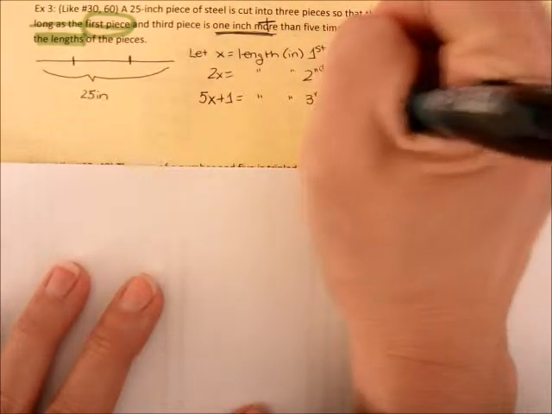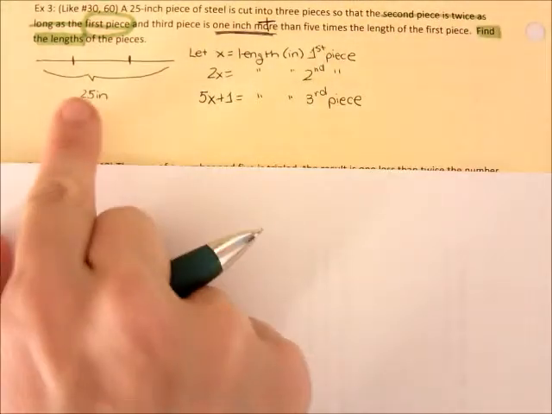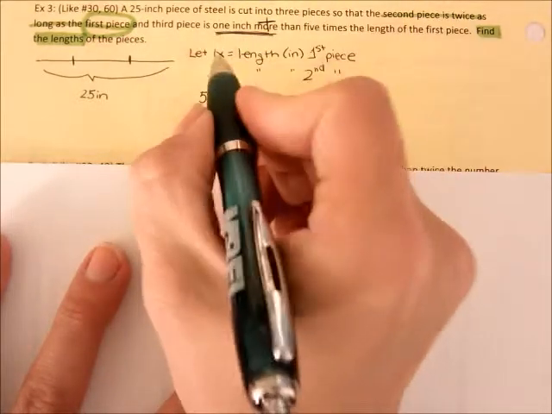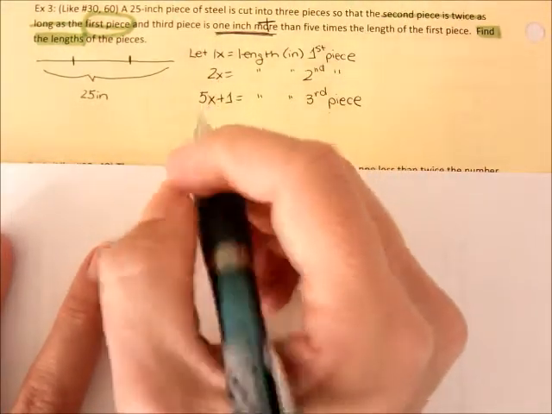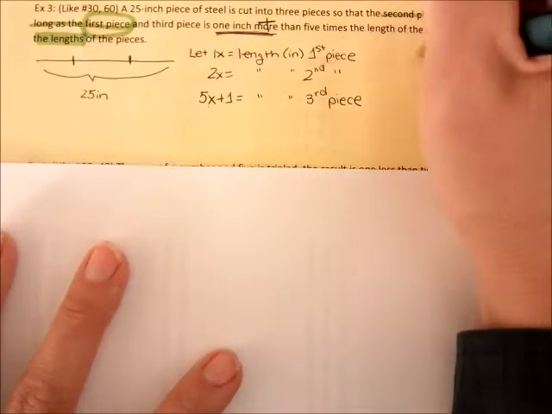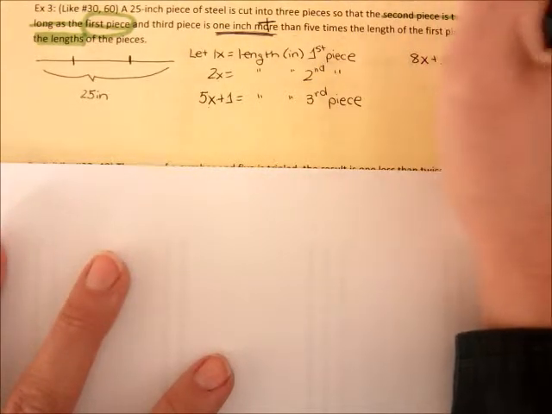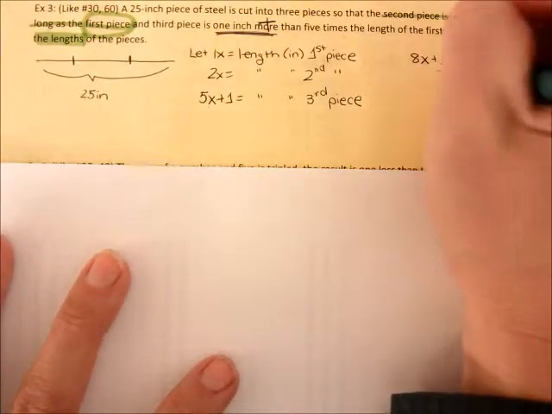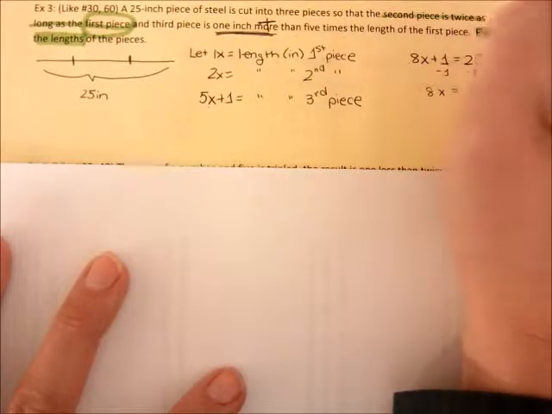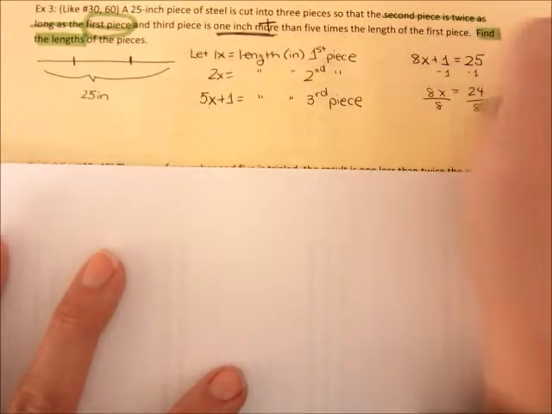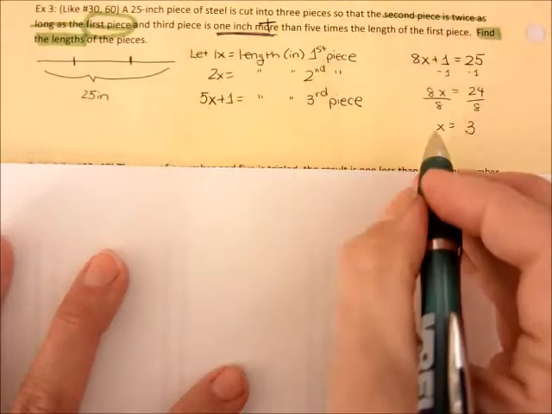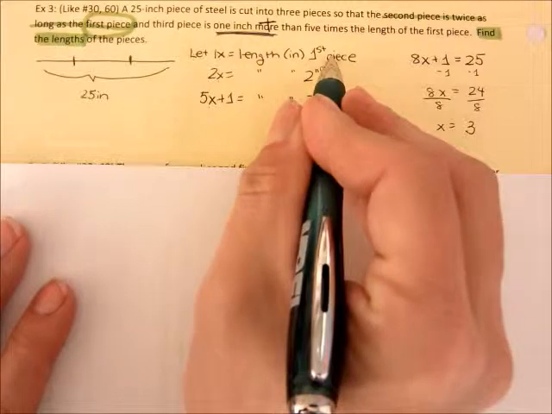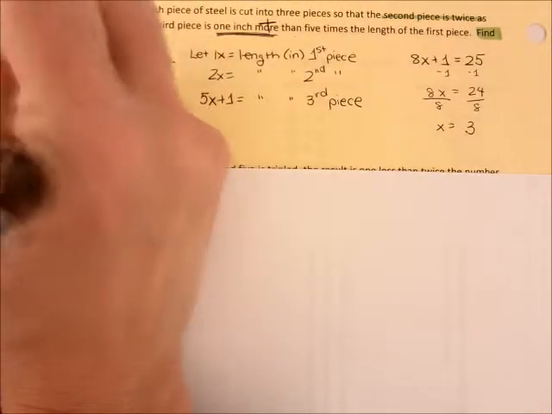Now all together they add to how much? 25. Okay, so how many x's do we have? 1x plus 2x plus 5x is how many x's? 8 x's, and then I have a leftover plus 1 is equal to 25. Okay, so we're going to solve that. We're going to subtract over 1. We're going to divide by 8. Now this is x, and x does happen to be the length of the first piece. Okay, so that is therefore 3 inches is the first one.